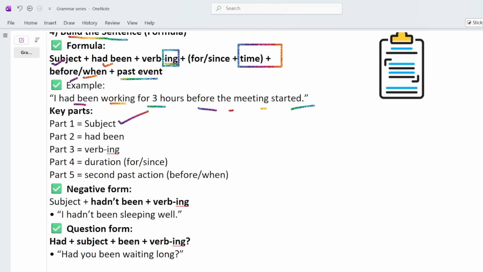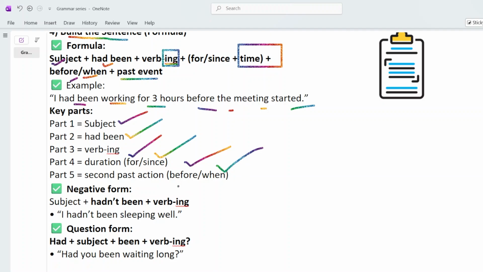Part 1 obviously is the subject. Part 2 is our auxiliary verb. However, here it is had been because it is past perfect continuous. Part 3 is the verb in the ing form again, because we are using the continuous tense. So verb plus ing. Part 4 is the duration. Why? Because we are using words like for and since for the articulation. And part 5 is the second past action, that is before someone calling or before someone entering, or when someone interrupted some kind of an action, right?